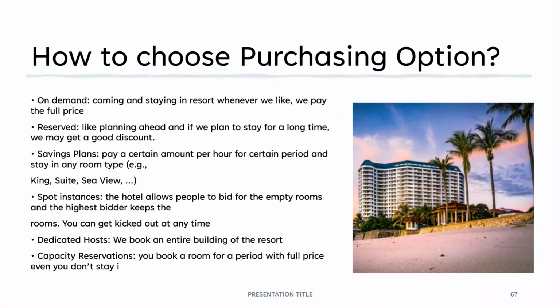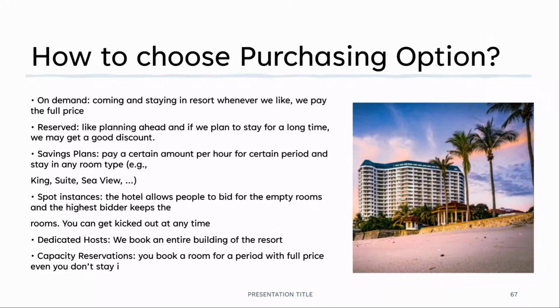Now a very easy way to understand how to choose a purchasing option is to consider this as a hotel, a resort or a hotel, whatever you want to say. On demand is like coming and staying in the resort whenever we like, and we pay the full price. Reserved is like planning ahead, planning to stay for a long time, so we may get a good discount. For example, there is some discount in a resort if you stay for 3 months, you are going to get 50% discount, something like that.